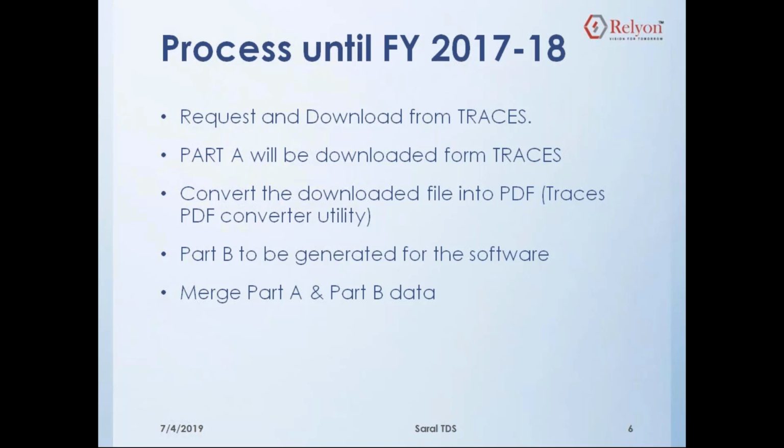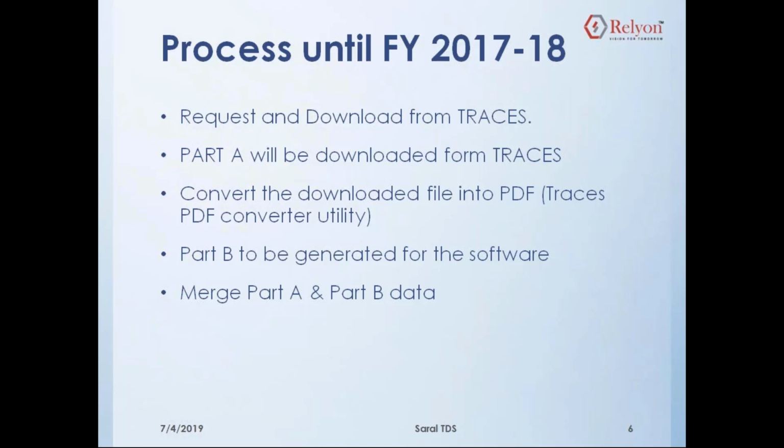I'll give the password. Password is basically my TAN number, company's TAN number, all in capital letters, and the path where I need to convert this zip file into PDF and where it should be stored. So once these three pieces of information are given, once I click on convert, the zip file will be converted into the PDF. We only get Part A information from TRACES.